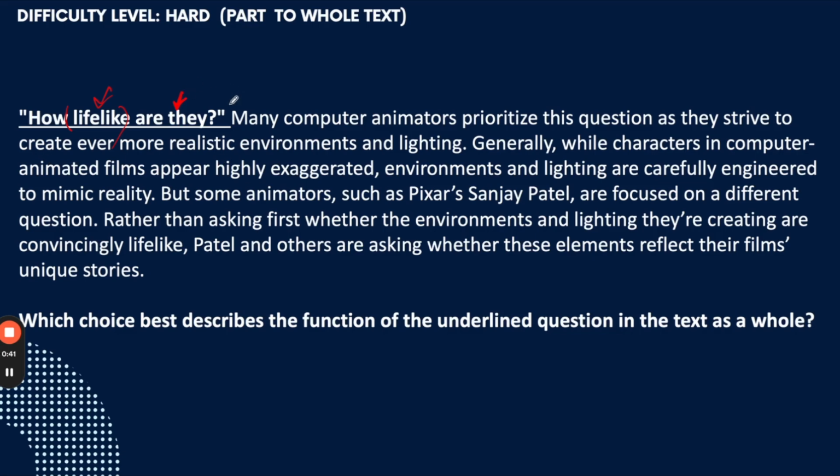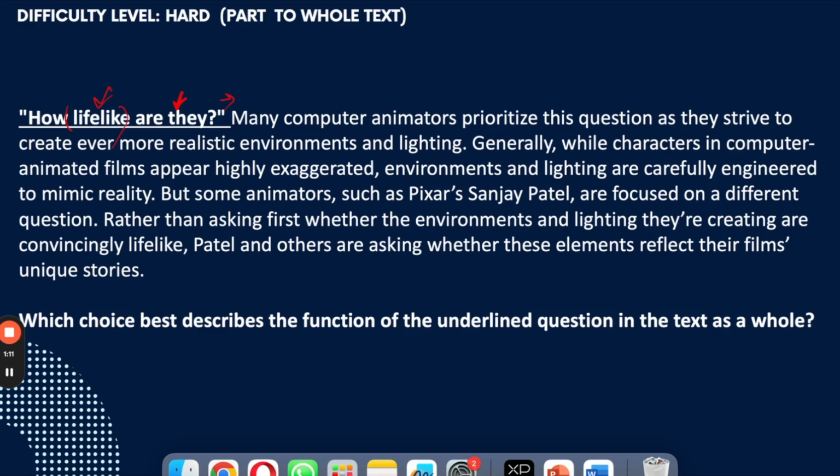So more details on this particular sentence will be given to me later in the text. Let's read the next sentence. Many computer animators prioritize this question as they strive to create even more realistic environments and lighting. So what is this sentence telling me? It's talking about many animators focusing on making their animated worlds and lighting look real, often mimicking reality as close as possible. Now let's read the next sentence.